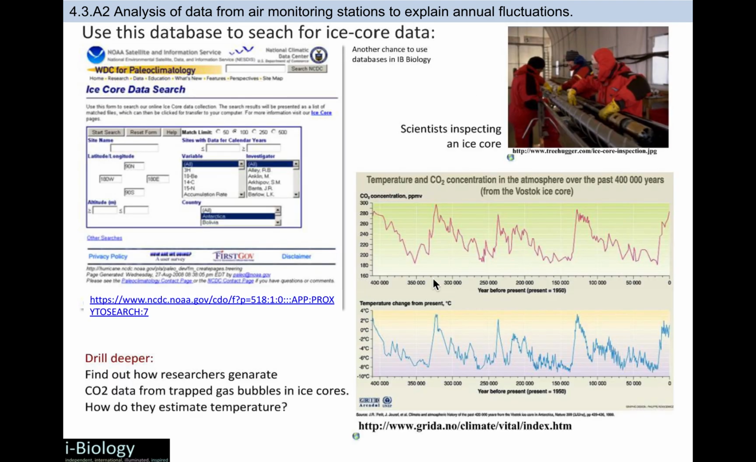This is showing you some of the ice core data that we talked about. So this is going back 400,000 years ago, and you can use these databases to look into research, and you can actually do IAs on these. You can do database IAs to show and look for patterns over time and discuss them.